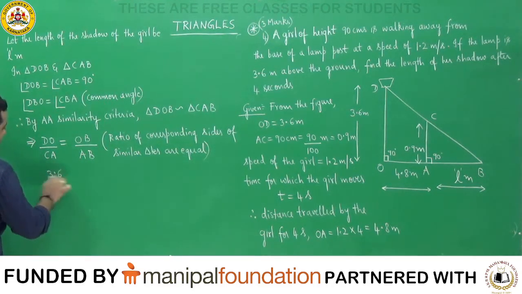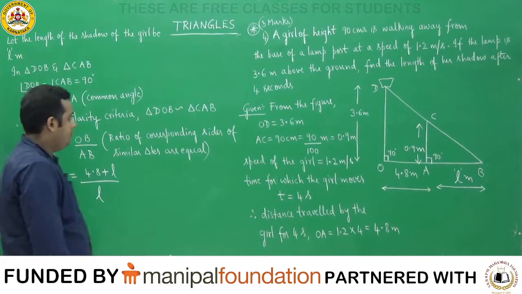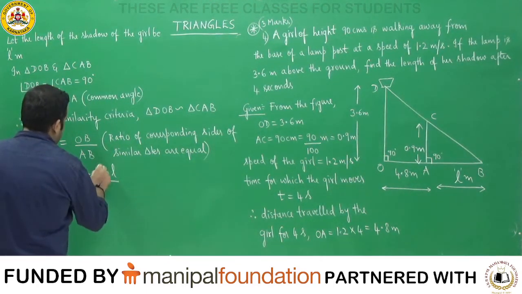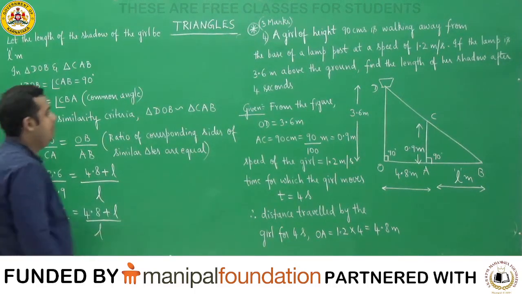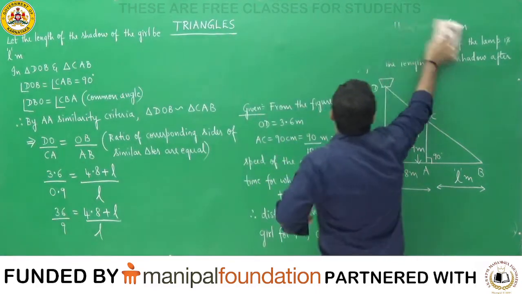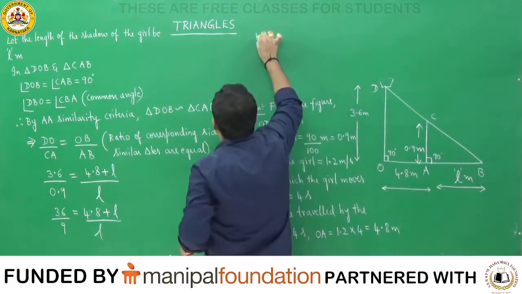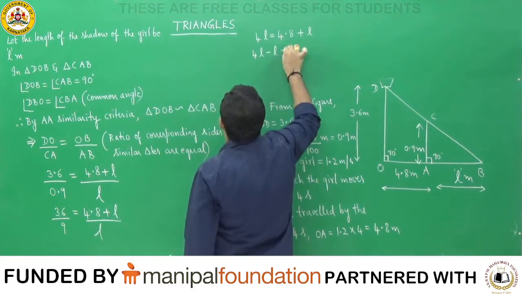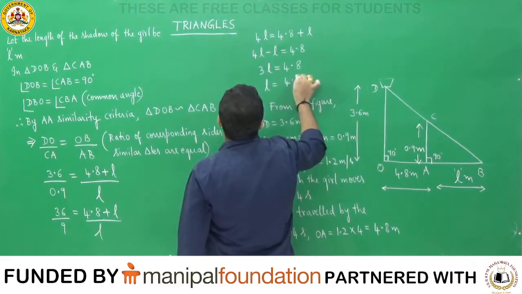DO is 3.6 divided by 0.9. What is OB? OB is nothing but 4.8 plus L divided by AB, and AB is nothing but L. So 36 by 9 is equal to 4.8 plus L divided by L. Four into L is equal to 4.8 plus L. 4L minus L is equal to 4.8. 3L is equal to 4.8, so L is equal to 4.8 divided by 3.